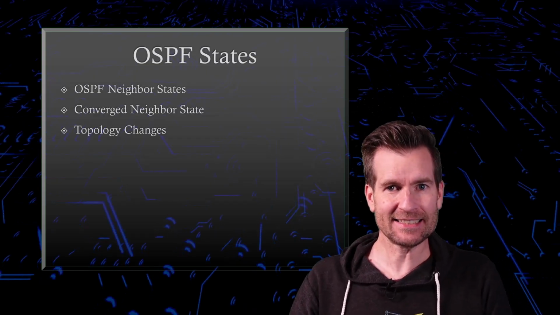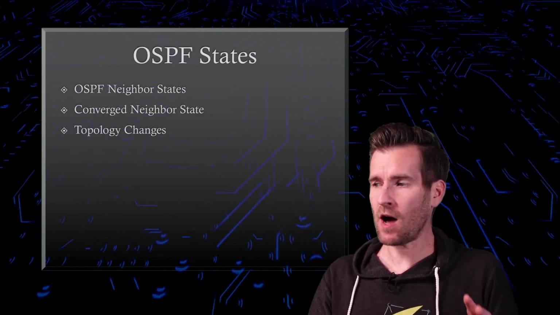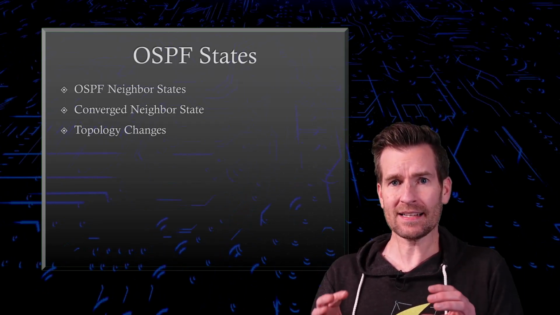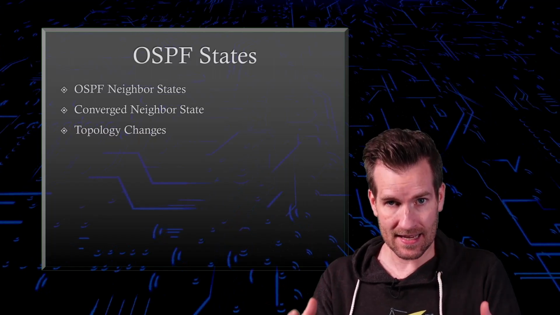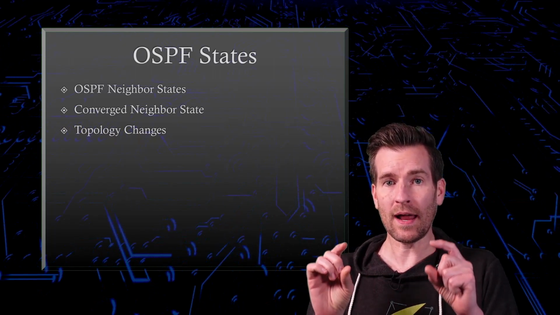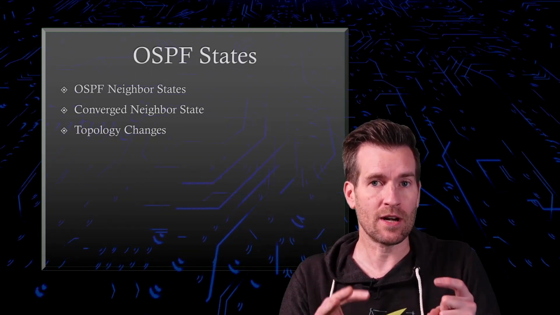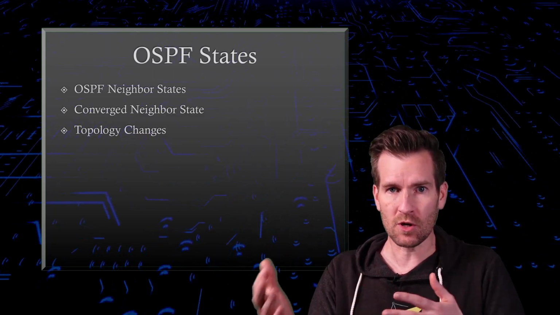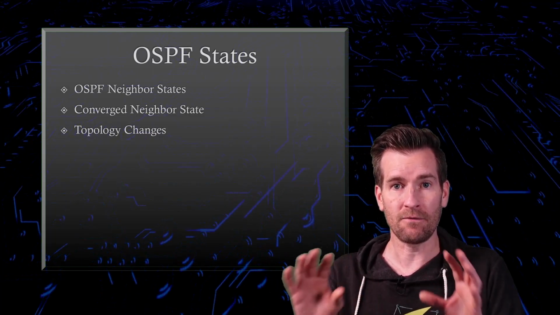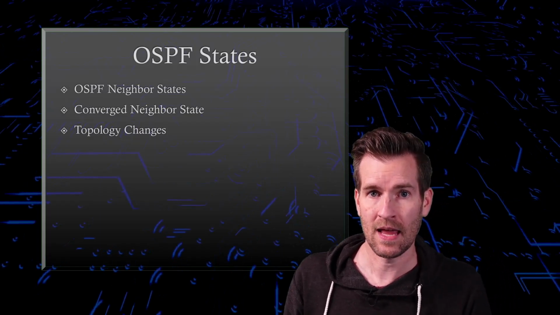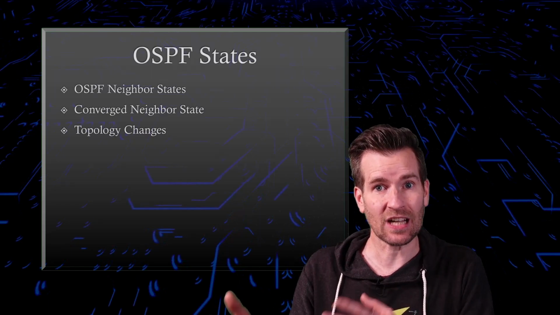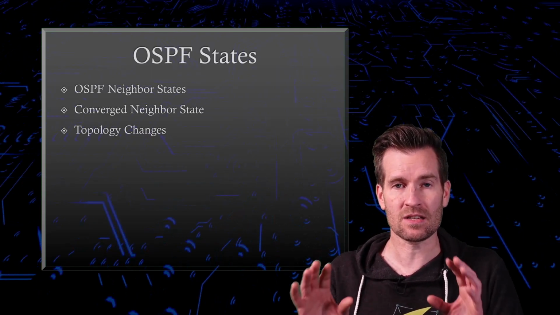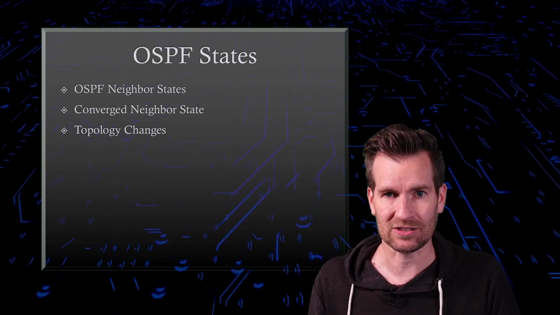Hey Techno Studs! In this video, we're going to be talking about OSPF states. We're going to talk first of all about the different OSPF neighbor states that exist, and then we'll take a look at what it looks like once your neighbors are converged, once all communication has been established and you have full connectivity to those neighbors. Then we're going to get into what's going to happen when there's changes on your network, when there's topology changes and OSPF needs to make corrections.